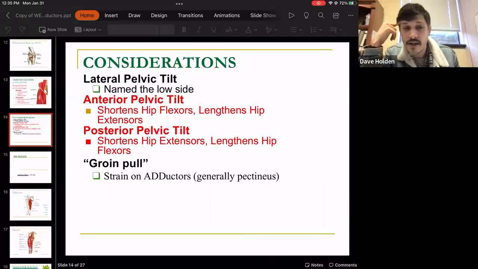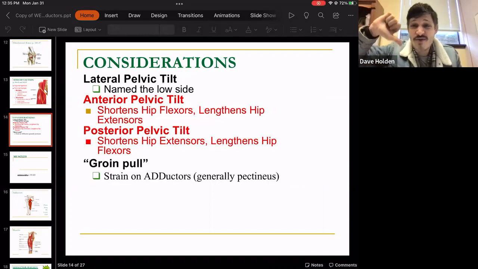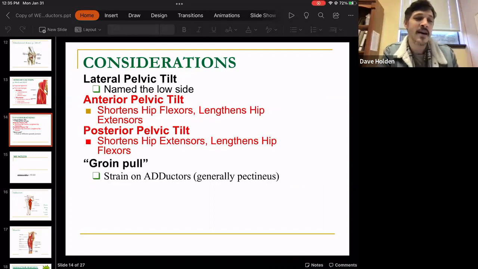Since we're talking with adductors, groin pulls. Anyone ever pulled a groin muscle? Boo, boo. I don't recommend it. It's not fun. Don't do it. But in the event that you pull your groin muscle, most of the time, the specific muscle that was pulled is going to be pectineus.